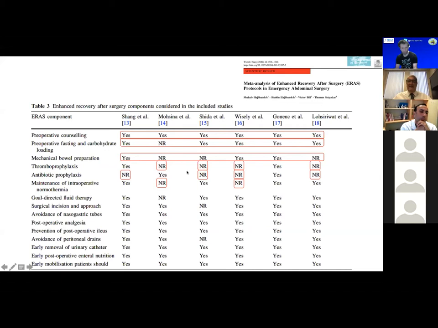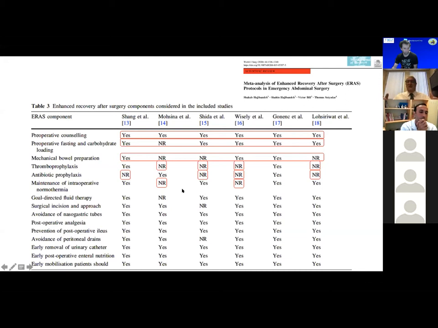Some of this data is hard to interpret because out of 6 studies, 4 didn't mention even thromboprophylaxis, which is one of the most common post-operative complications in abdominal surgery. Antibiotic prophylaxis, which is the most important and evident measure one can take when you're dealing with acute abdomen and other emergency general surgery conditions such as soft tissue infection and perirectal disease, etc., is not even mentioned in 4 of the 6 studies. Maintenance of intraoperative normothermia, not even mentioned in 2 of those studies.